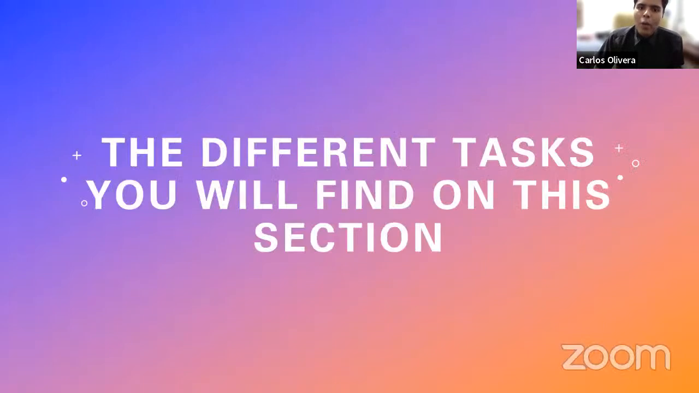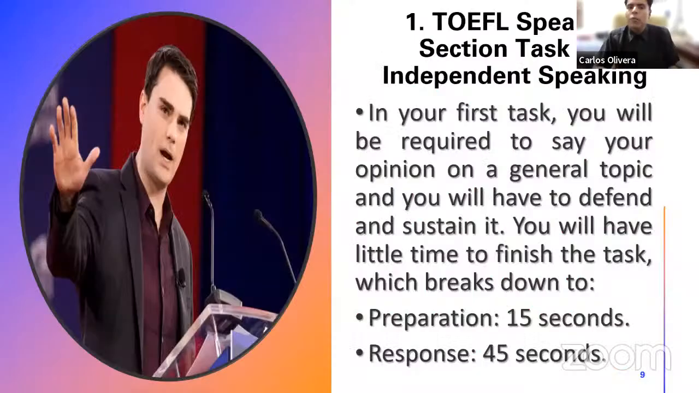Okay, so now we have the different tasks you will find on this section. Today we're going to go deeply into the first task. This is the one that we're going to examine today, all the theory and the things I want you to know. We have here the TOEFL speaking section task number 1. That is to say, the independent speaking task.